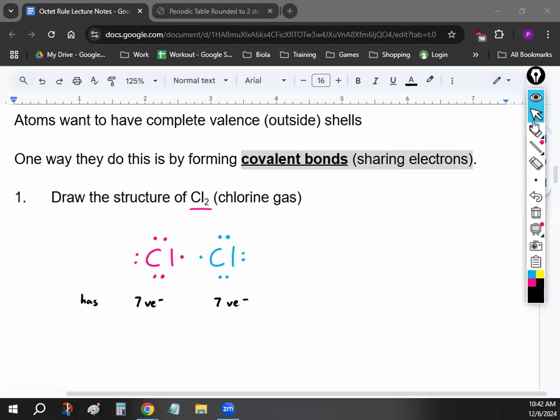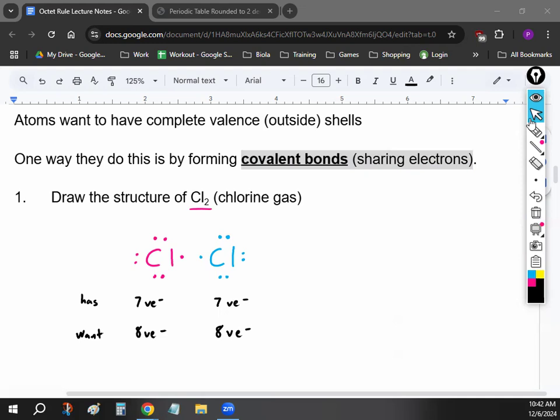All right, now we talked about how today the lecture is called the octet rule, which means 8. What the octet rule means is that pretty much most elements want to have 8 valence electrons, because 8 is the number where they fill up their outside shell. And that's why we call it the octet rule. I'll tell you the exceptions, but most elements want to have 8 valence electrons. So chlorine has 7, but it wants to have 8.